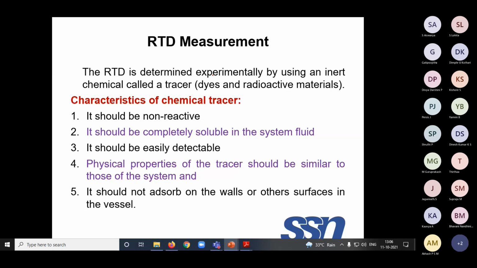To measure that, as we were discussing in the last class, you have to send someone inside, right? That someone is nothing but a tracer, a chemical tracer. Tracer is nothing but a dye which is easily detectable. It should be completely miscible. It should not react with the reacting system. It should just follow the path of the fluid. So its physical properties should be the same as those of the reacting system, and it should not adsorb on the walls, right?